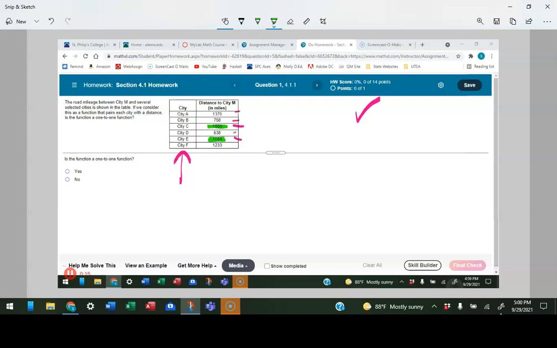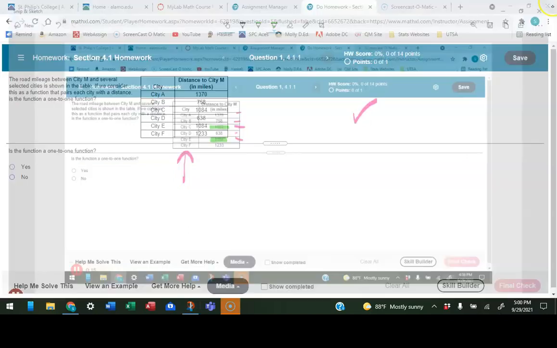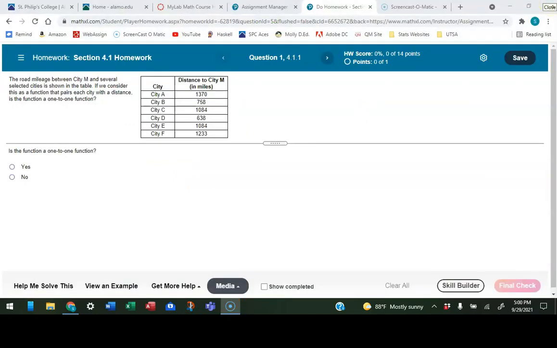I have repeating y's, which means he will fail the horizontal line test. Okay, so your criteria for a function is no repeating x's. Your criteria for a one-to-one function means there cannot be repeating x's or repeating y's. So he is not a one-to-one function.